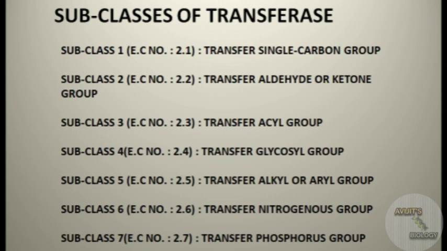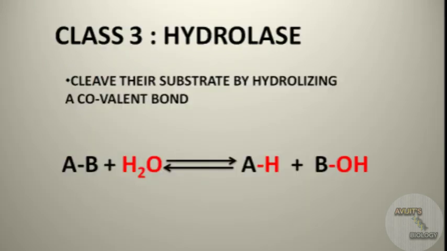The fourth subclass includes the transferases which transfer the glycosyl group. The fifth subclass of this enzyme includes the transferases that transfer alkyl or aryl groups. The sixth subclass of this enzyme includes the transferases which transfer the nitrogenous group, and the seventh subclass includes the transferases which transfer the phosphorus groups. For example, methyl transferase and transketolase are the enzymes of the transferase class.